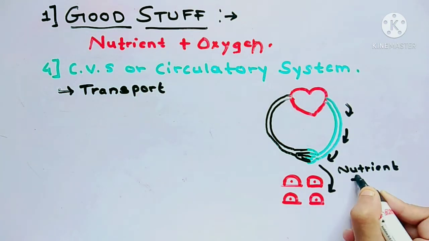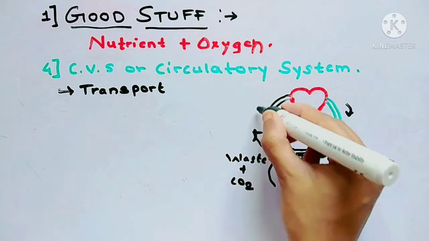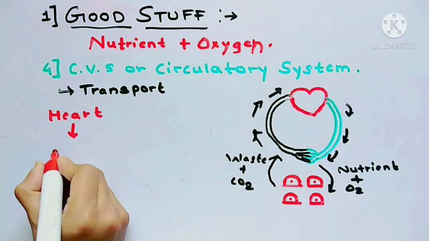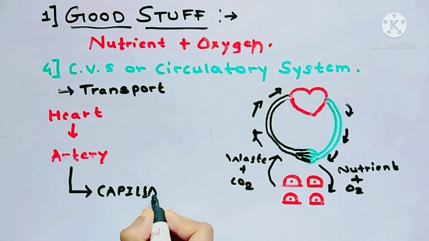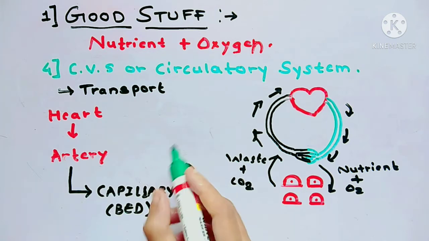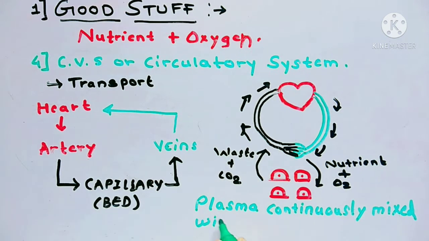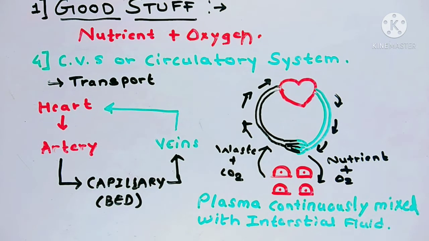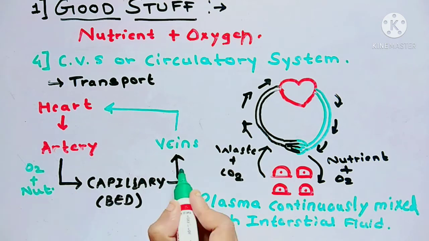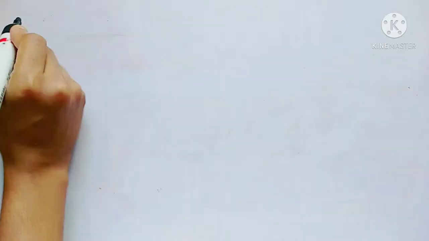The heart pumps the blood into the arteries, and the arteries exchange nutrients and O2 with the interstitial fluid, and then take the waste and CO2, which is pumped into the veins, and the veins take it back to the heart. So you should remember the point that plasma is continuously mixed with the interstitial fluid, where exchange of waste and nutrients takes place.